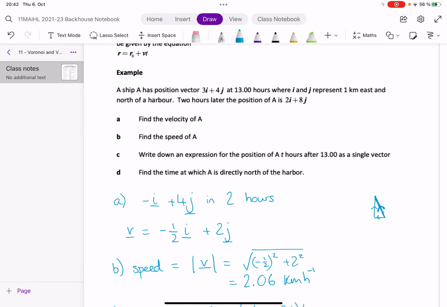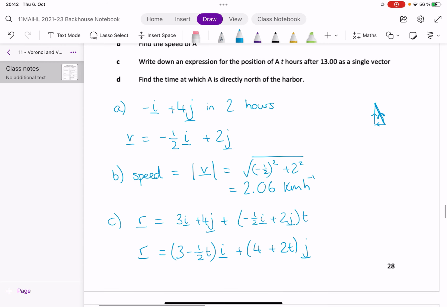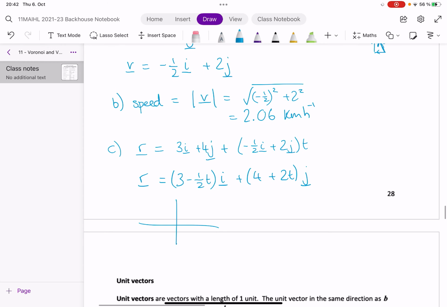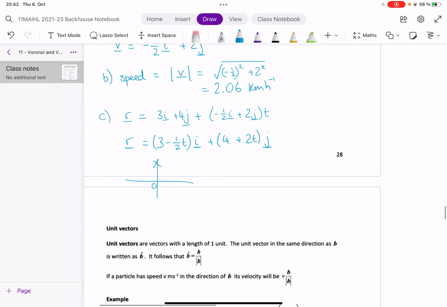Find the time at which A is directly north of the harbour. So, if it's directly north of the harbour, we want the x component to be 0. So, let's do d down here. We want the x component to be 0, so we want 3 minus a half t to be equal to 0. Obviously I don't need the i now, because I'm just interested in the x component. So, 3 equals a half t, so t equals 6 hours.